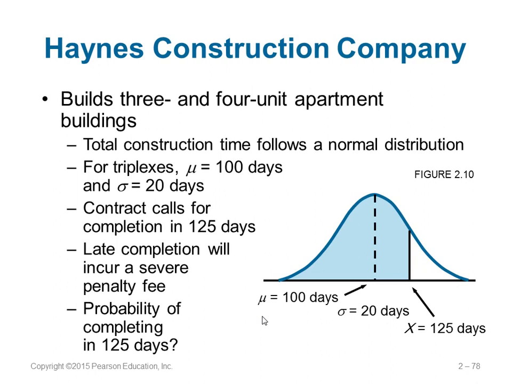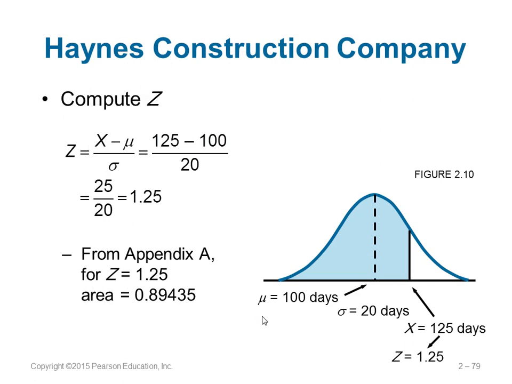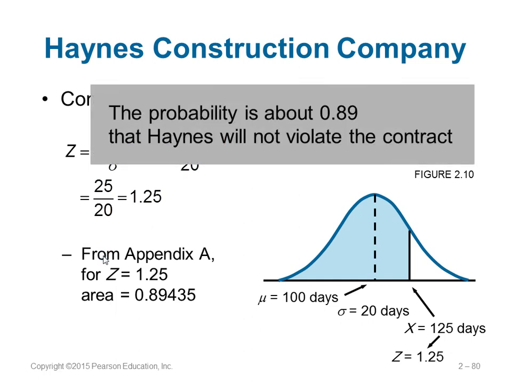Here is the same situation where mu, the mean, is 100, and the standard deviation is 20. They want to complete the job in 125 days. There is a condition: if you complete later, then you have to pay some fine. So you calculate z equal to x minus mu by sigma, which is 125 minus 100 by 20. The standard deviation is given. So 25 by 20, which is 1.25. Go to the value in the table, you get 0.84 something. So the probability that you will not violate the contract, that you will finish within 125 days, is 0.89, which is like 89%.